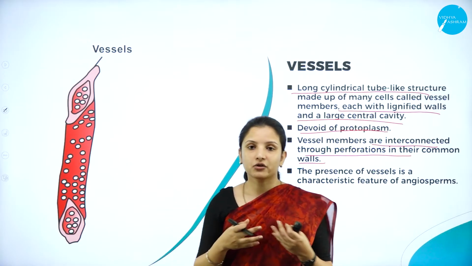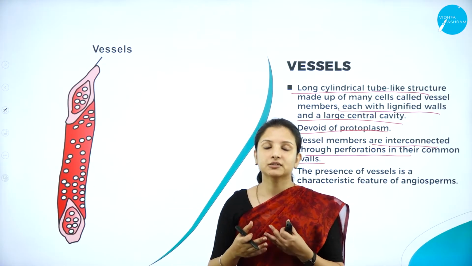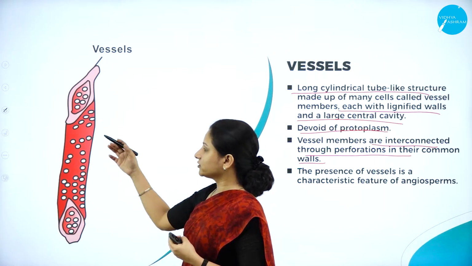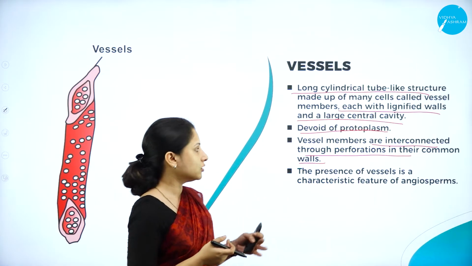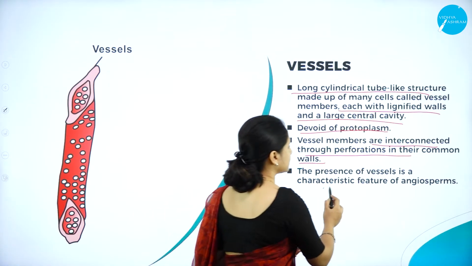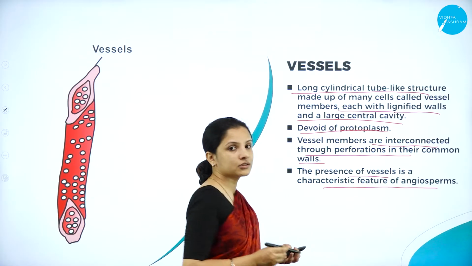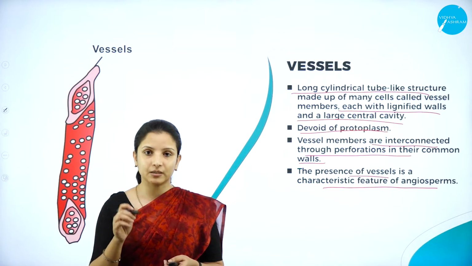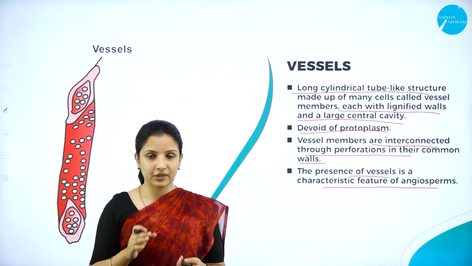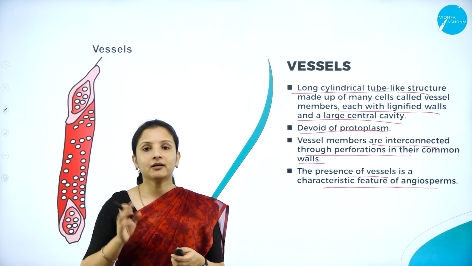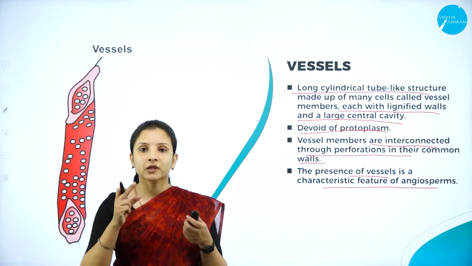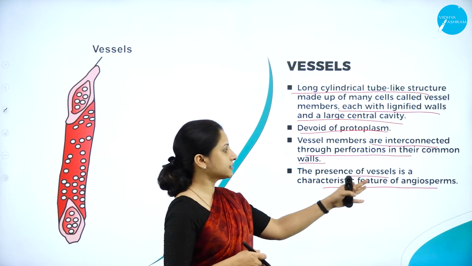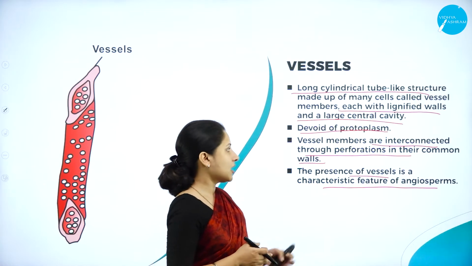And they are interconnected through perforations in the common wall. That is how the exchange of components between different elements takes place: each xylem vessel is interconnected through the perforations or openings present in their wall. The presence of vessels is a characteristic feature of the angiosperms, because in gymnosperms the vessels are absent. Therefore, the presence of vessels in the xylem means that the plant is an angiosperm, a flowering plant, and not a gymnosperm.